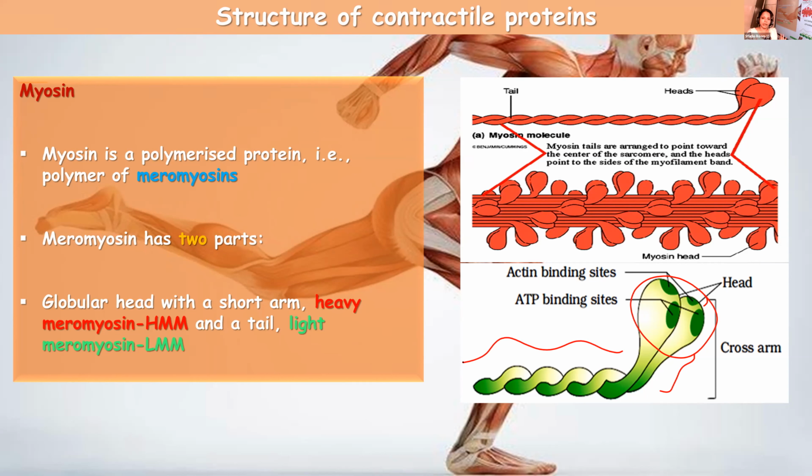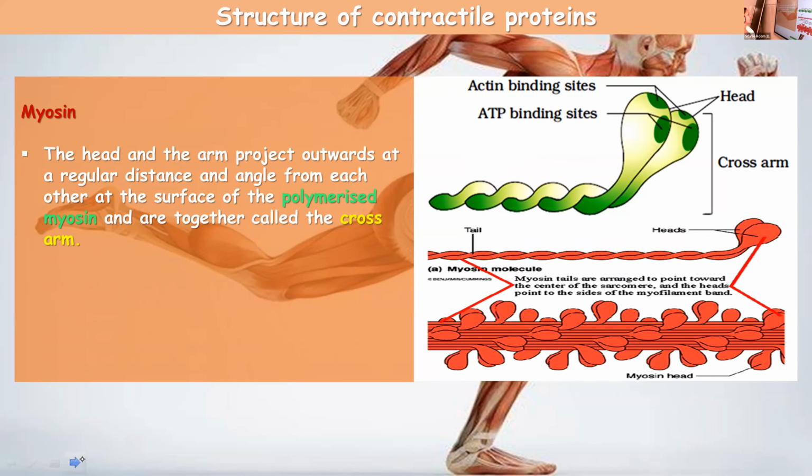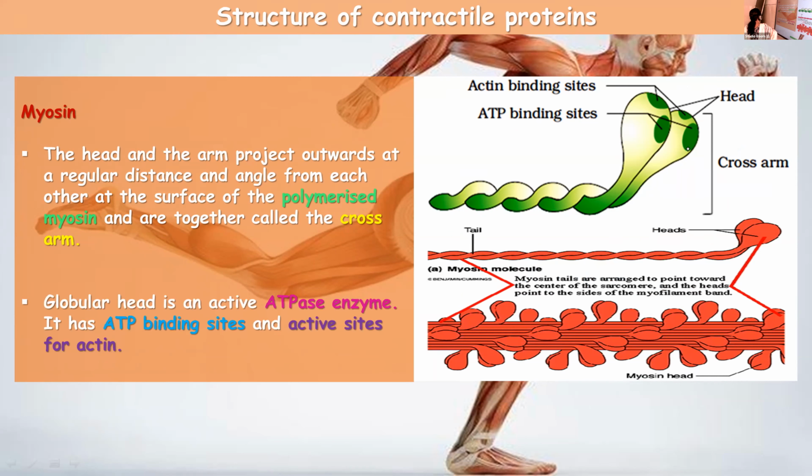Once again, myosin is a polymerized protein. The monomer unit is meromyosin. Each meromyosin has two subunits, heavy meromyosin and light meromyosin. Heavy meromyosin consists of a globular head and a short arm, and light meromyosin consists of a tail. The head and the arm project outwards. As you can see, here there is a bend, they project upwards.